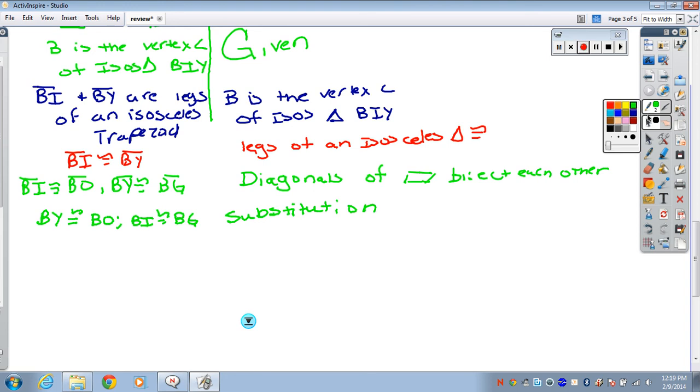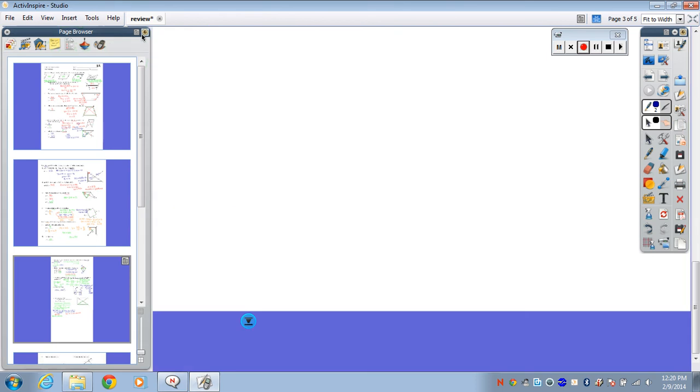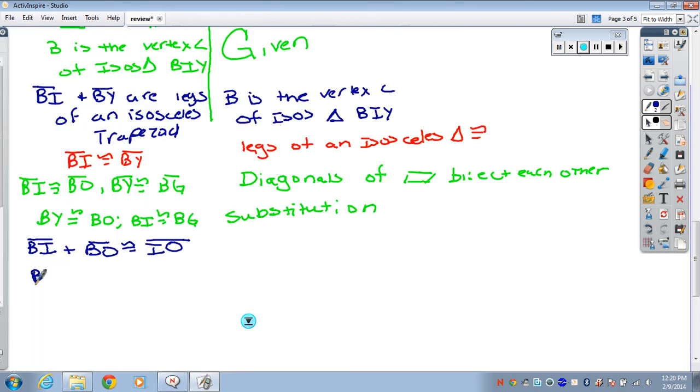All right, we also know that BI plus BO is congruent to IO. And we know BY plus BG equals YG. That is the segment addition postulate.